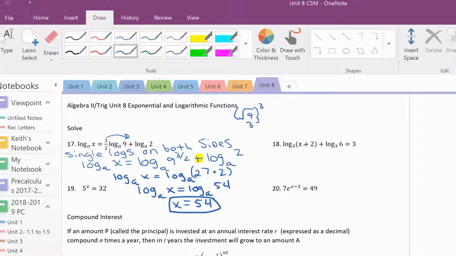So here, since it's addition, we can condense that into multiplication. So it's log base 3 of 6 times x plus 2 equals 3. However, there's only one log. There's only a log on one side. So this is where you need to translate into an exponential equation.